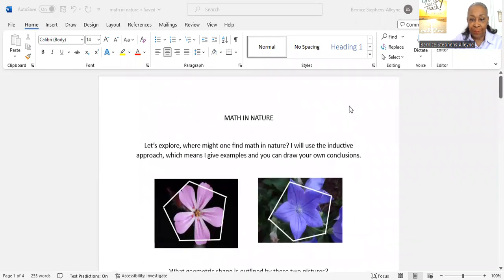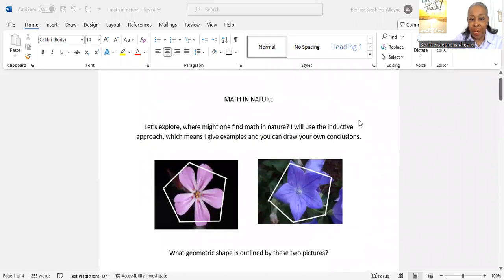Math in nature. Where might one find math in nature? Like I said, I'm using the inductive approach, which means I give examples and you draw your own conclusions. A picture is really worth 1,000 words, many more actually.